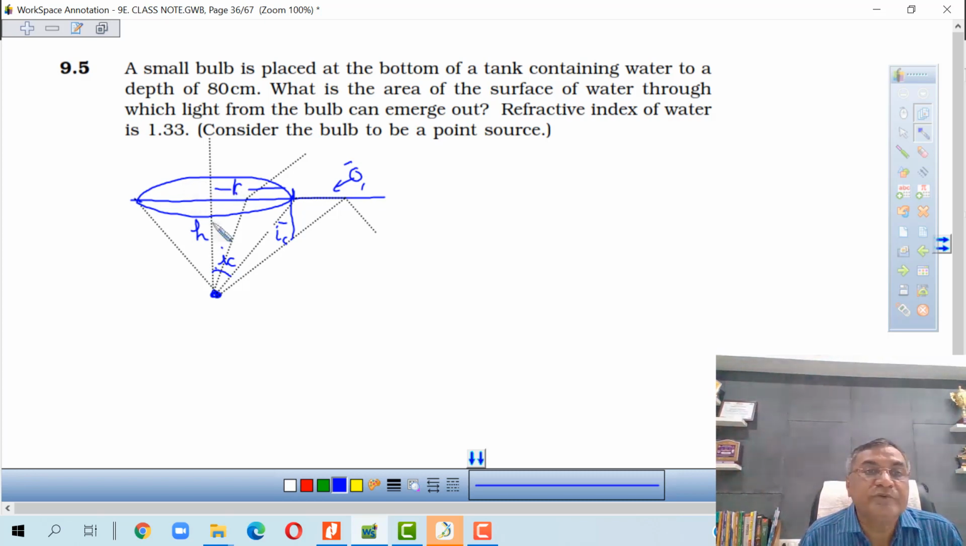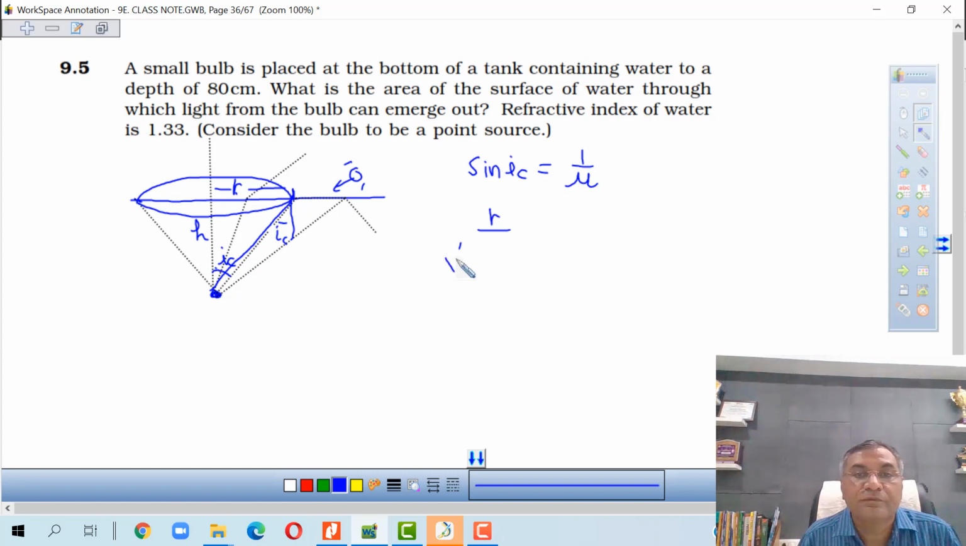So there is a relation between R and H. We know that sin IC is equal to 1 upon mu, where mu is that of the liquid. And sin IC is equal to opposite upon hypotenuse, R and H. I know the hypotenuse here, so root of R square plus H square, is equal to 1 upon mu.